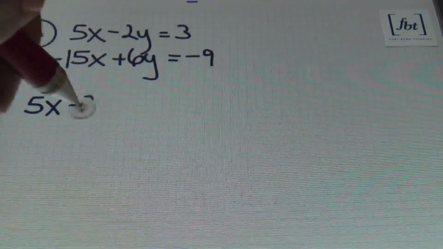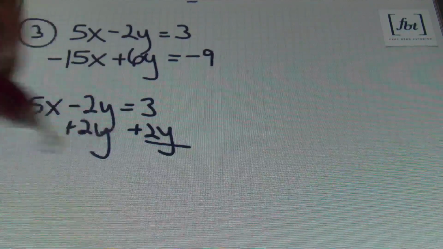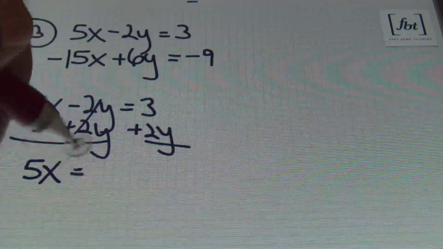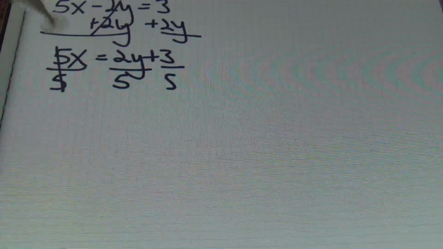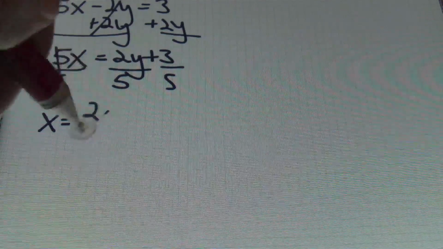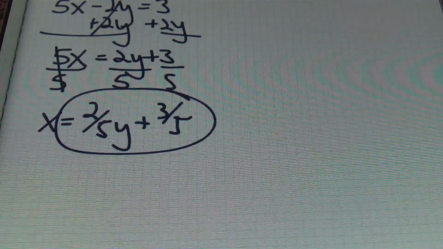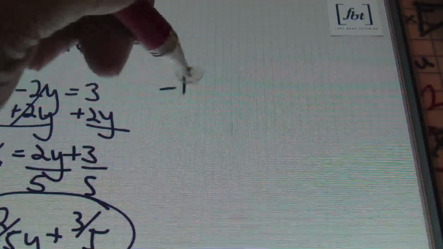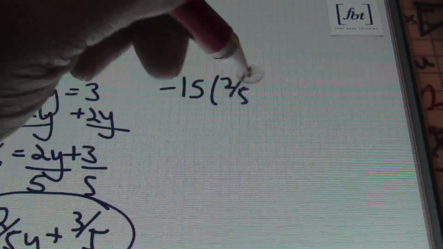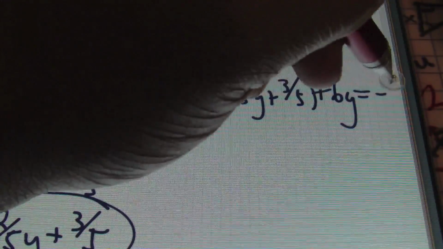So I have 5x minus 2y equals 3. I'll be adding 2y to both sides of the equal sign. This gives me 5x equals 2y plus 3, and then I'll divide everything by 5. So dividing everything by 5, here I have the following result: x equals 2/5 y plus 3/5. And this will be my value for x for now. And so now I'll be plugging this value into the second equation. So I'll rewrite this as negative 15 times (2/5 y plus 3/5) plus 6y equals negative 9.